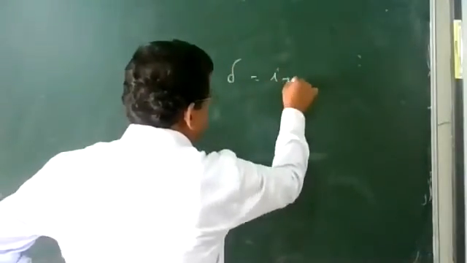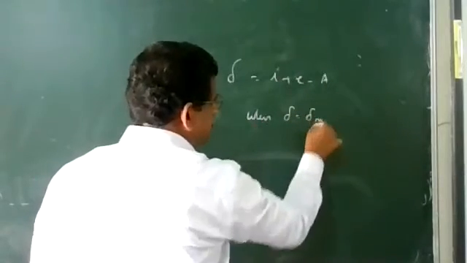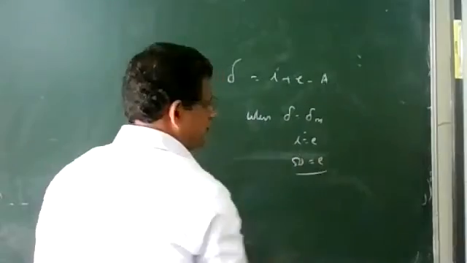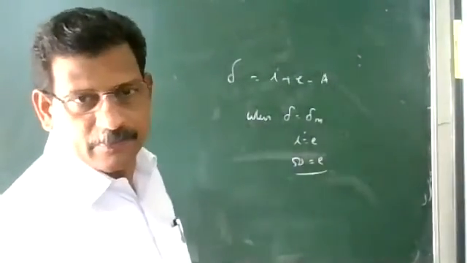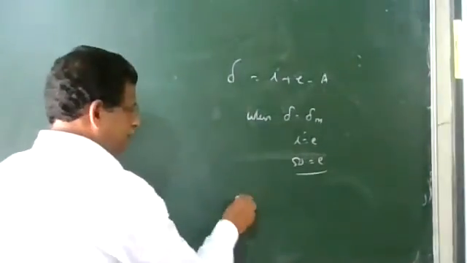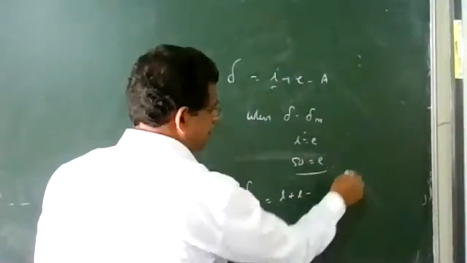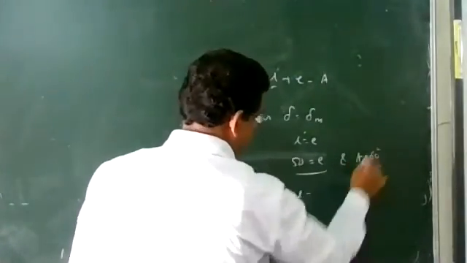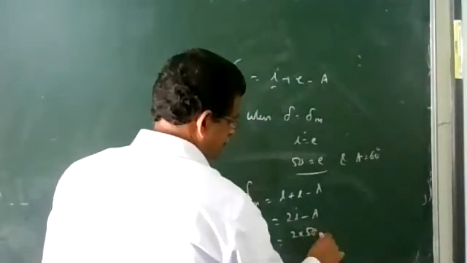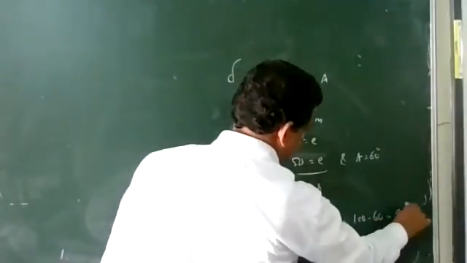Delta equal to i plus e minus A. You have to find the minimum deviation. When minimum deviation is asked, i is equal to e. i is given as 50 degree, e is also equal to 50 degree. Therefore, minimum deviation is i plus i minus A, A is given as 60 degree. 2i minus A, that is 2 into 50 minus 60, 100 minus 60 equal to 40.